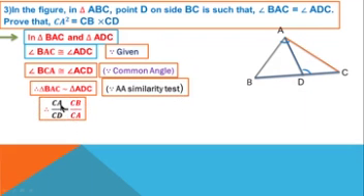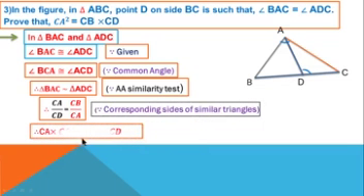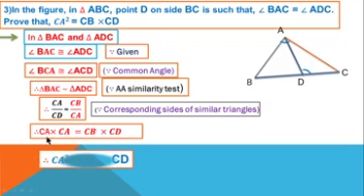Therefore, CA divided by CD is equal to CB divided by CA, corresponding sides of similar triangles. Therefore, CA multiplied by CA is equal to CB multiplied by CD. Here, CA multiplied by CA means CA square is equal to CB multiplied by CD. Here we have to prove CA square is equal to CB multiplied by CD. This is our proof.